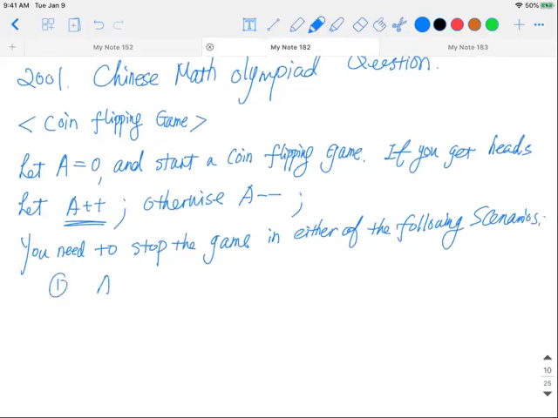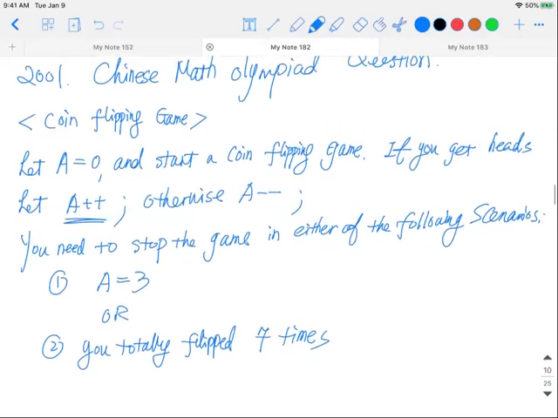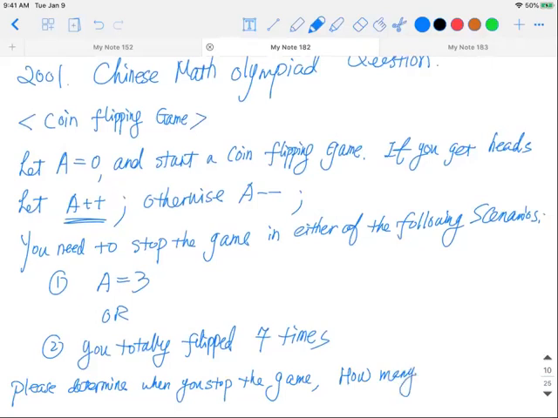Number one, as long as A equals 3, you can stop. Or you totally flipped 7 times. Okay, so please determine when you stop the game, how many scenarios it could happen.